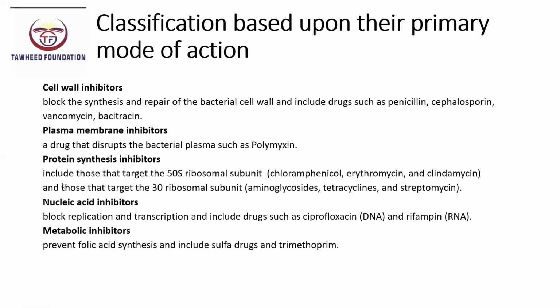Protein synthesis inhibitors include those that target the 50S ribosomal subunit, which include chloramphenicol, erythromycin, and clindamycin, and those that target the 30S ribosomal subunit, which are aminoglycosides, tetracyclines, and streptomycin. Nucleic acid inhibitors block replication and transcription and include drugs such as ciprofloxacin, which targets DNA, and rifampin, which targets RNA. Metabolic inhibitors prevent folic acid synthesis and include sulfa drugs and trimethoprim.